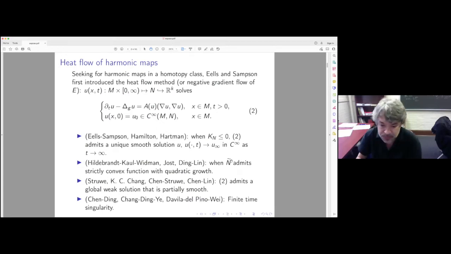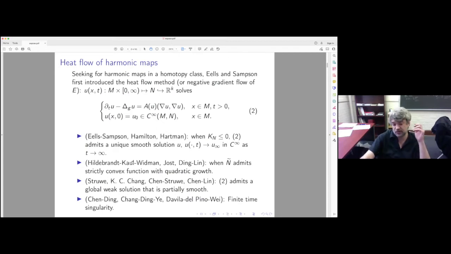So this is like several results by Struwe, Chang, Chen, Lin, and many people after that. And so the question is, what's happening to the flow? Is there development of finite time singularities in a generic sense, infinite time blow up, or this type of thing? And if it blows up at finite time or at infinite time, how does it blow up?